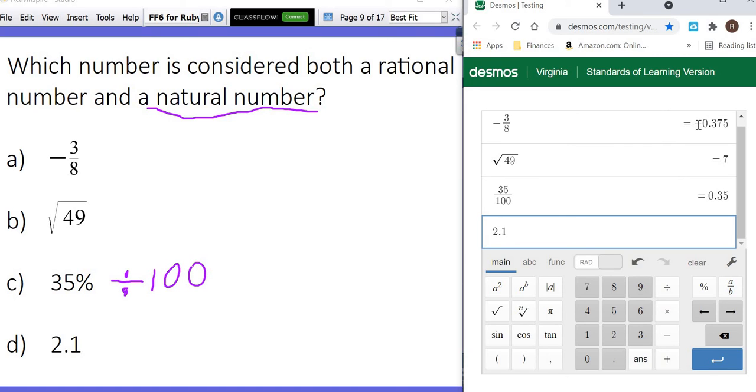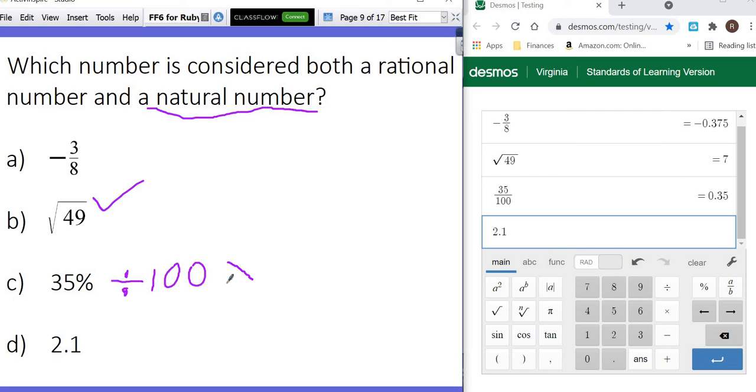So let's look at all these numbers. We have negative 0.375. It stops. That is rational, but it's not natural because it's not a counting number. Square root of 49 is 7, so that is definitely a counting number, but let's check the others. 35 divided by 100 is 0.35. Again, that's a rational number, but it's not a counting number. And then finally, 2.1 is also a rational number, but counting numbers are 1, 2, 3, 4, 5, 6, 7, and so on. So that means B would be our answer in this case.